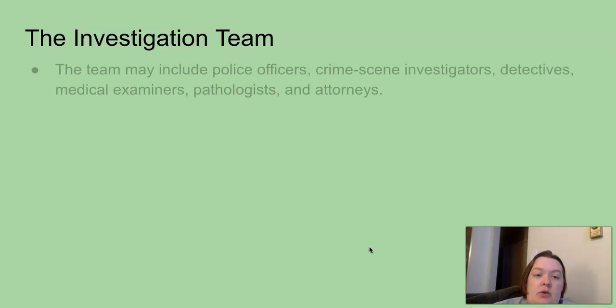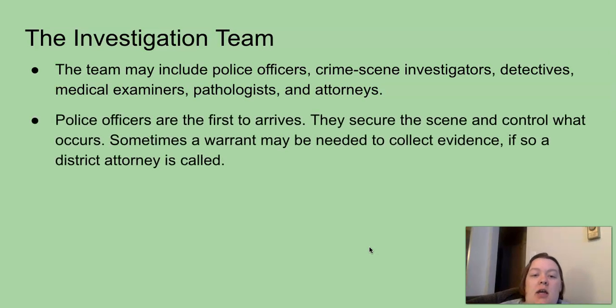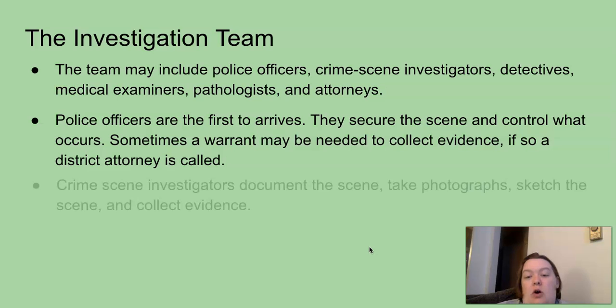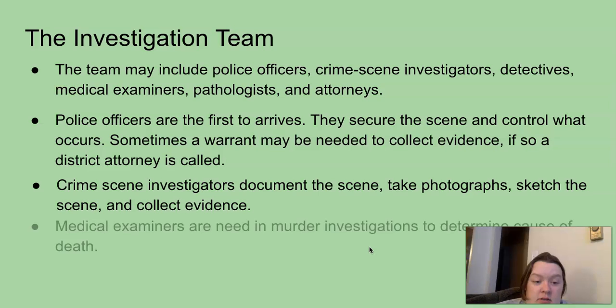So at a crime scene, we always have many people working. They include police officers, crime scene investigators, detectives, medical examiners, pathologists, and attorneys. Typically, police officers are going to be the first to arrive at the crime scene. The first thing that they do is secure the scene and control what happens. Sometimes, depending on the case, they'll need to get a warrant to collect evidence, and if they need a warrant, that's when they call an attorney.